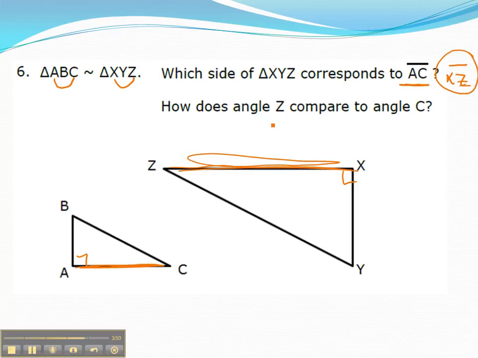And the next question asks us, how does angle Z compare to angle C? Here's angle Z, here's angle C. Let's look at the similarity statement. C and Z are the last letters, so they are corresponding angles, so they're equal. Or a better way to say this would be angle Z is equal to angle C.